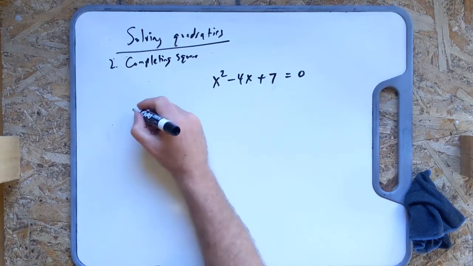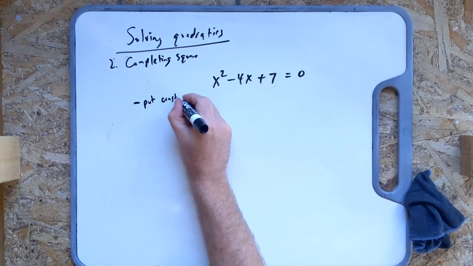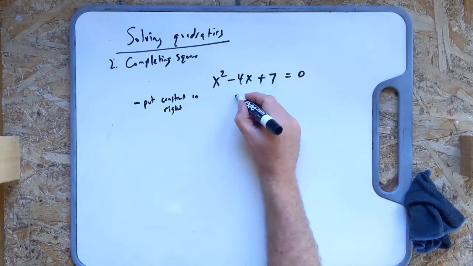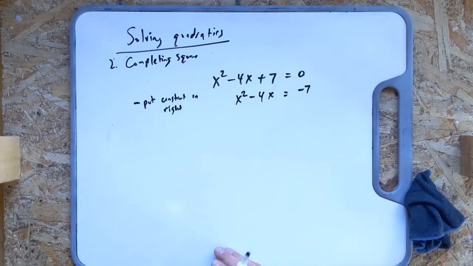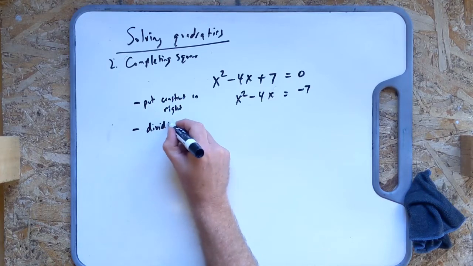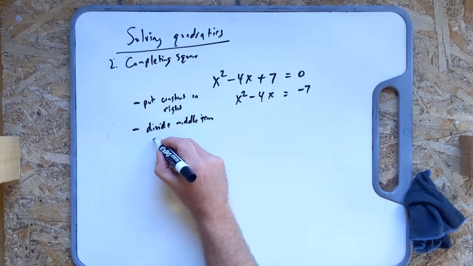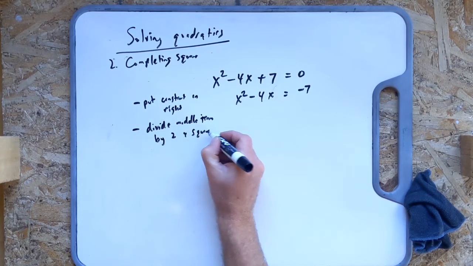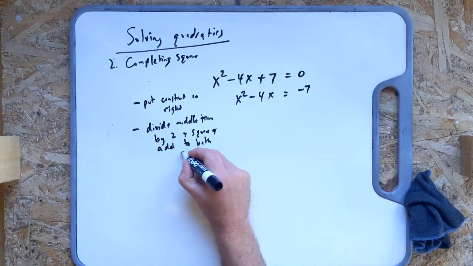Okay, so what are my steps for completing the square? Put the constant on the right. I'll do that here. Just subtract 7. Divide the middle term, the b, by 2 and square. And add to both sides.